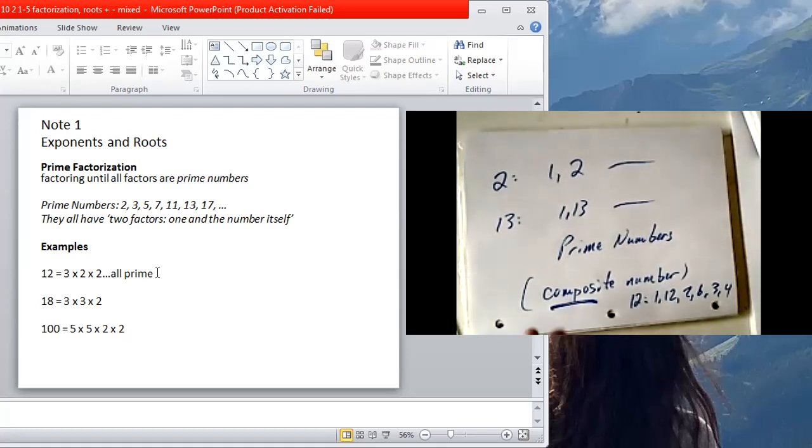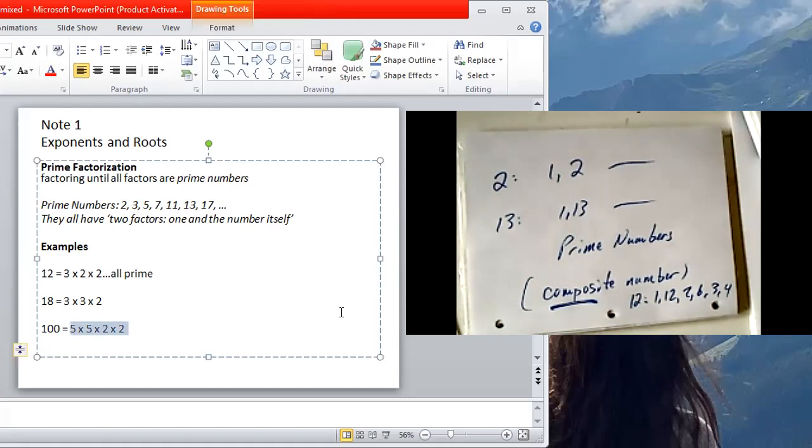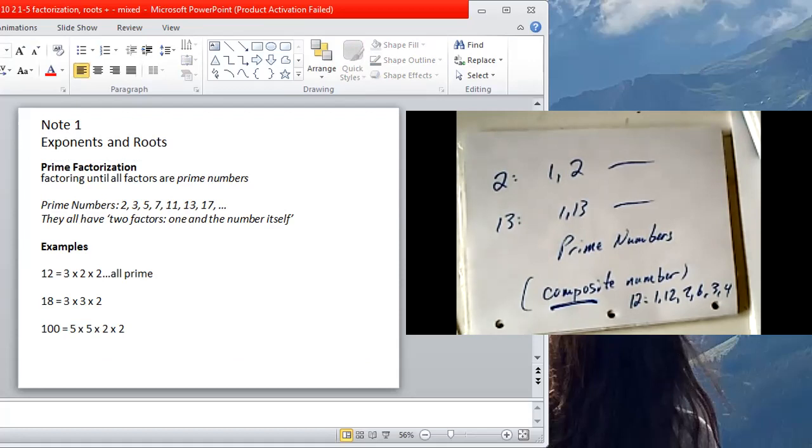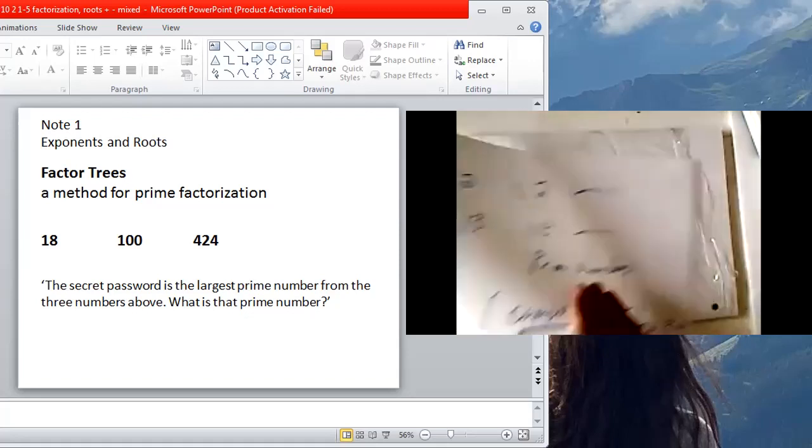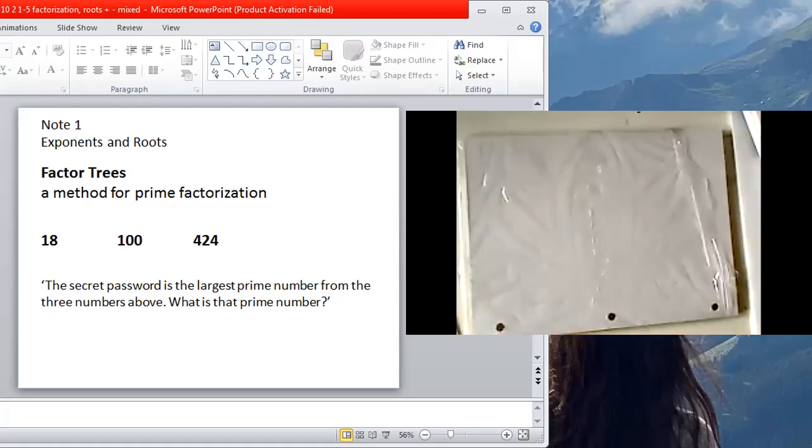On the screen, you can see all the numbers on the left, 12, 18, 100. Those are all composite numbers. And they can all be written with prime numbers in their own special way. Now for us, the goal is to figure out what these special numbers are. I'm going to show you a couple of ways that you can do this. One method is called the factor tree, and another one is repeated division.